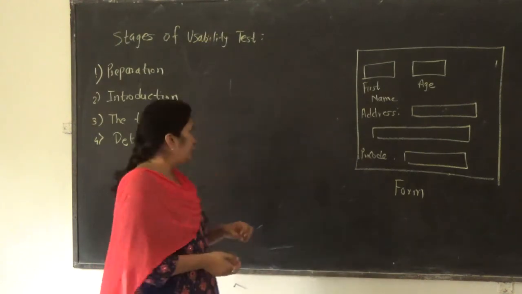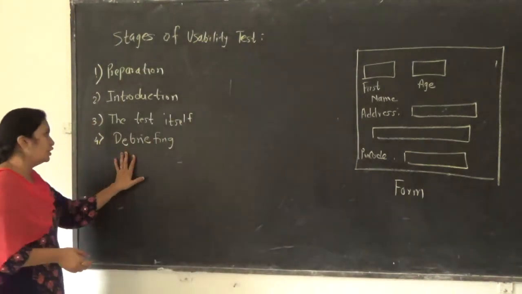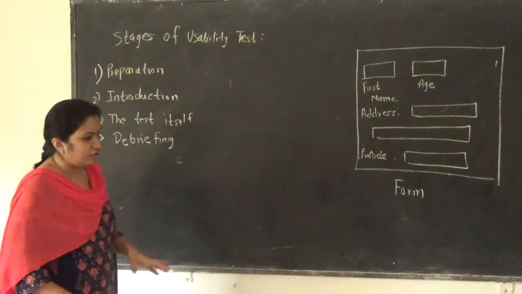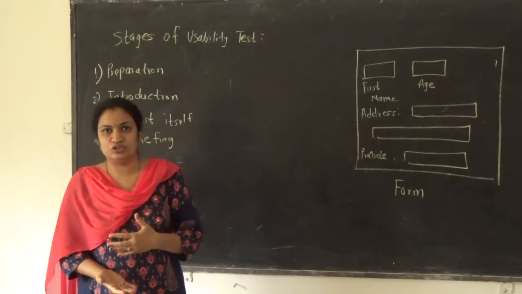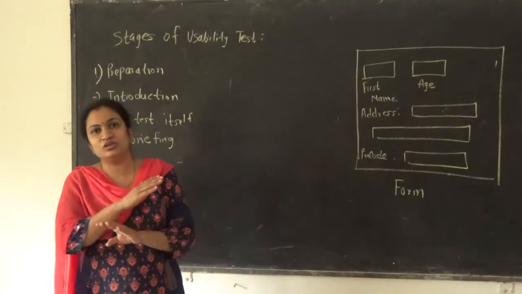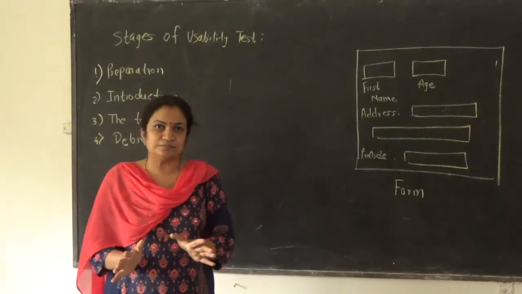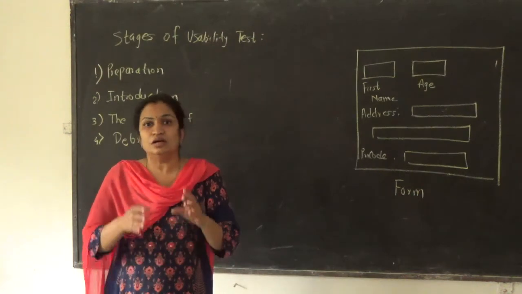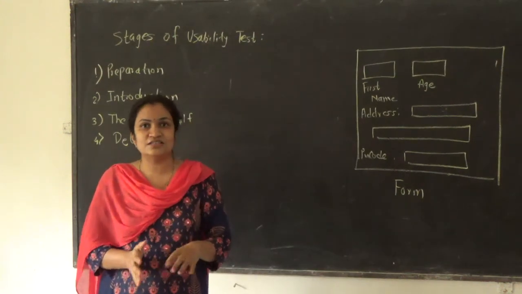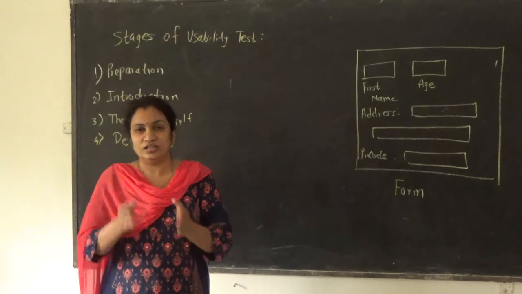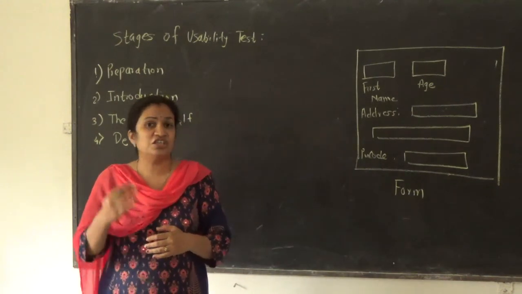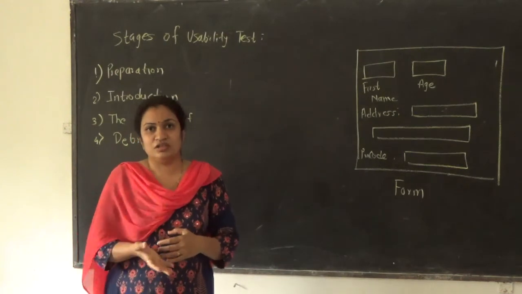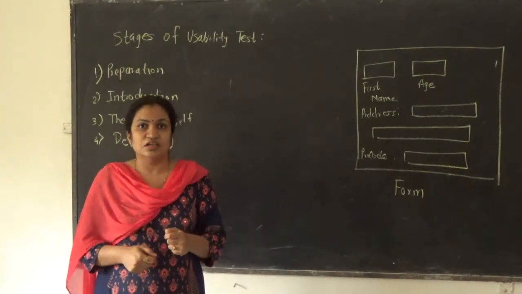Then comes the next one, called the debriefing. Here the experimenter and user are one-to-one. Now the user has done with the test. Even if he has not completed his test, that's okay. But now is the point where the experimenter will go through the questionnaire which he has prepared for the user, and we will start asking the questions.